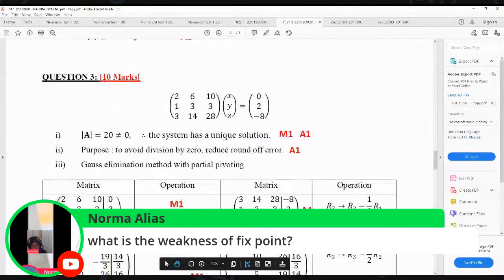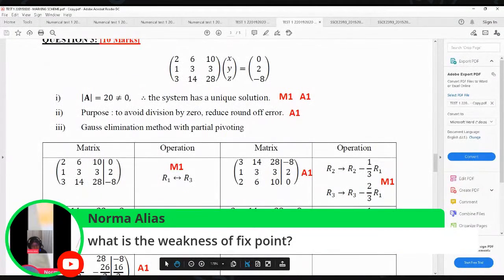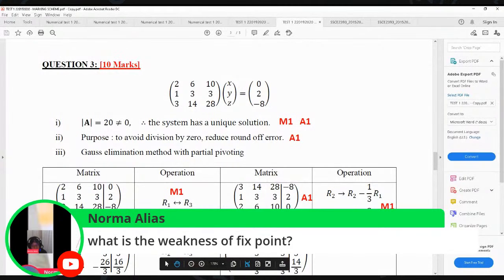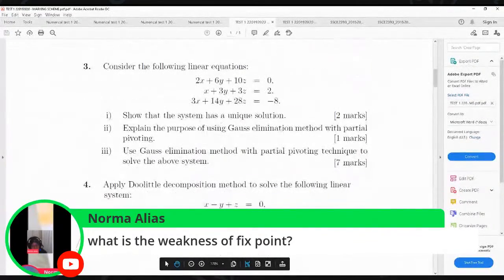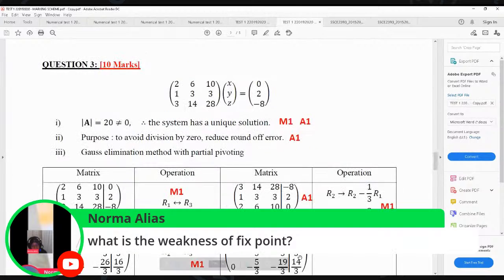Now, as usual, the third question asks you to use Gauss elimination. This one is common. Gauss elimination with partial pivoting is common, and then Doolittle is also common because all are full matrices. For Doolittle, don't forget, you need to decompose the matrix into L and U.